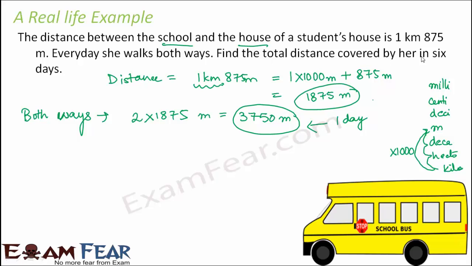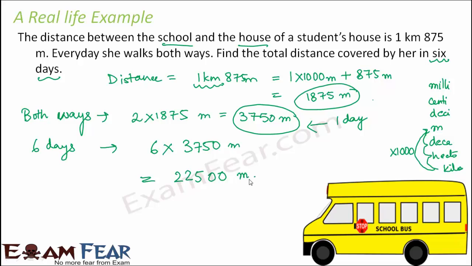Now we have to find out how much distance she covers in 6 days. So therefore in 6 days this would be 6 times, that means 6 multiplied by 3750 meters, which will basically be 22500 meters.